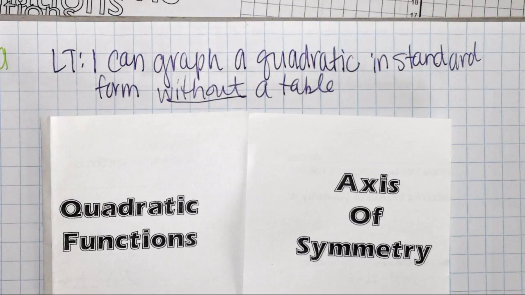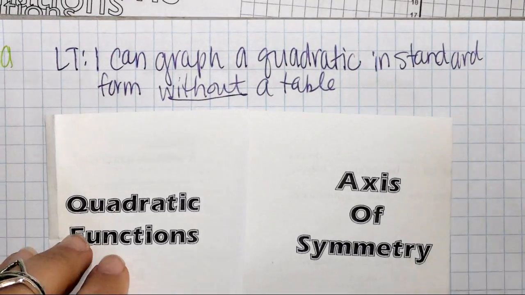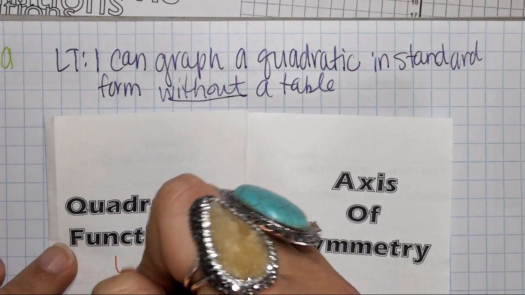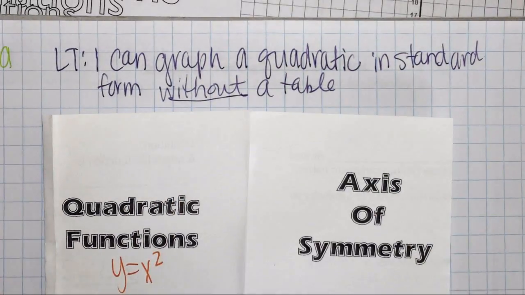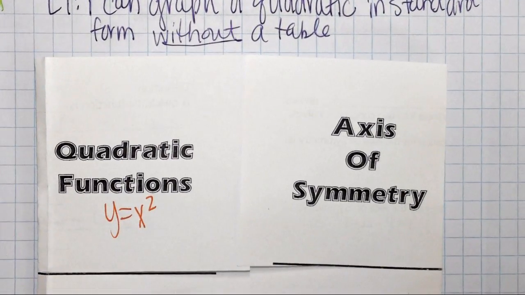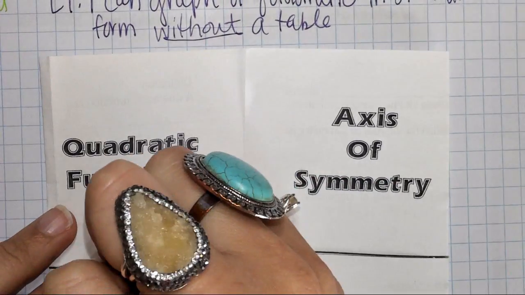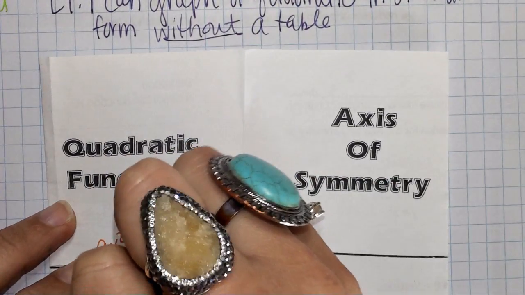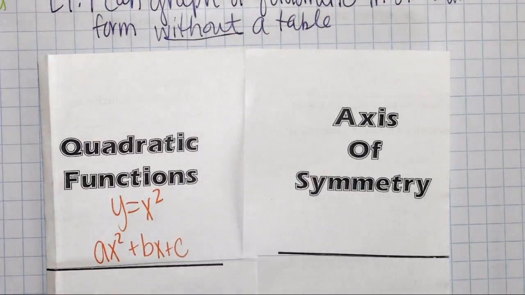Yes, very good. Take a point. So it's 2 as the highest exponent. So it's y equals x squared. Now, today we're going to be talking about it in standard form. And standard form is ax squared plus bx plus c.